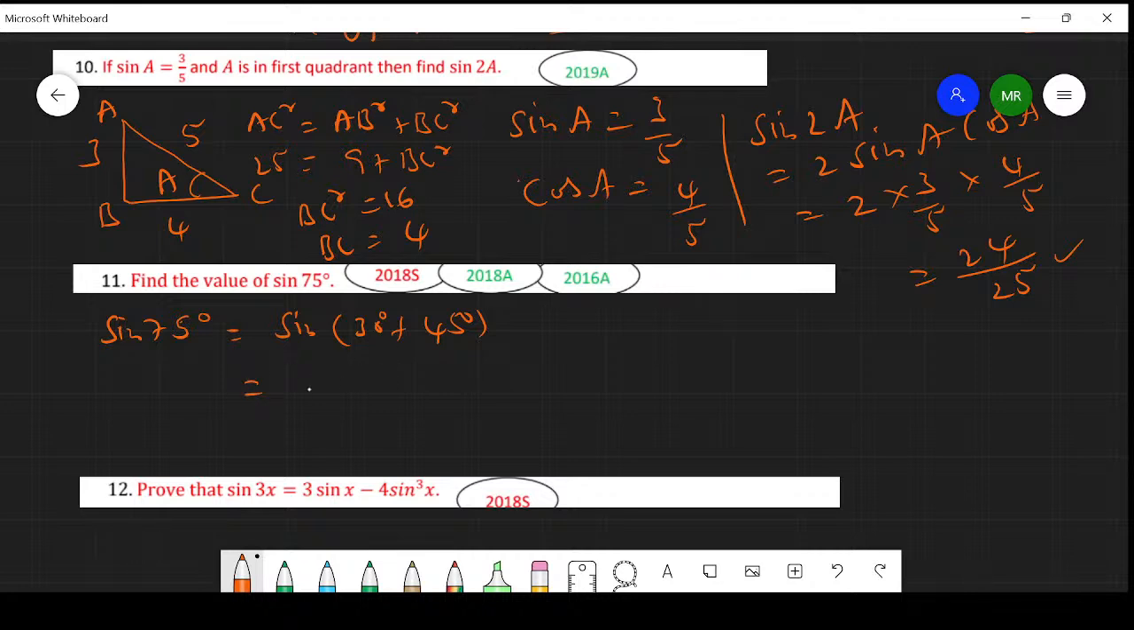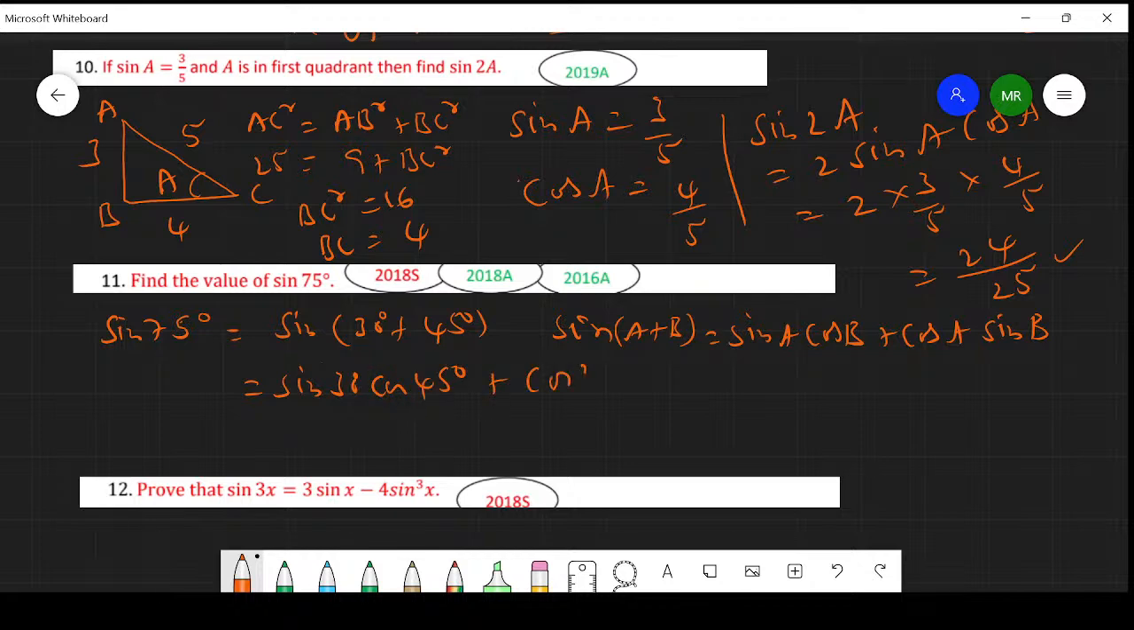You expand sine of A plus B. So what is the sine of A plus B? Try to remember. Sine of A plus B is equal to sine A cos B plus cos A sine B. You remember the formula. We expand this: sine 30 degrees cos 45 degrees plus cos 30 degrees sine 45 degrees.